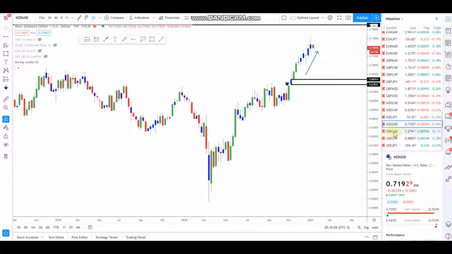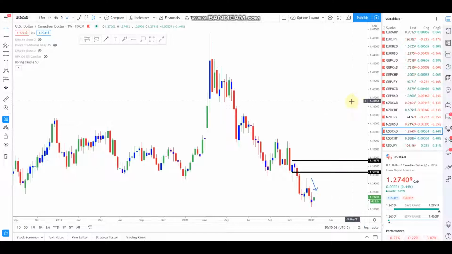Okay, we'll go to the USD CAD. And I'm going to wait to see what this looks like here after this week. If we close long, then I'll mark this area as a support.